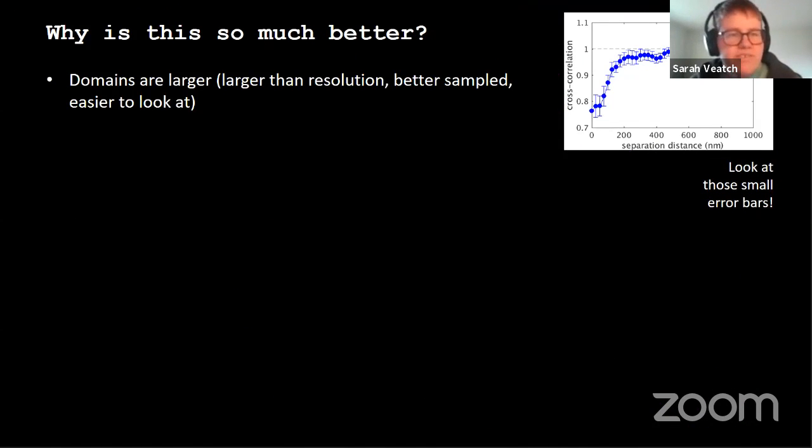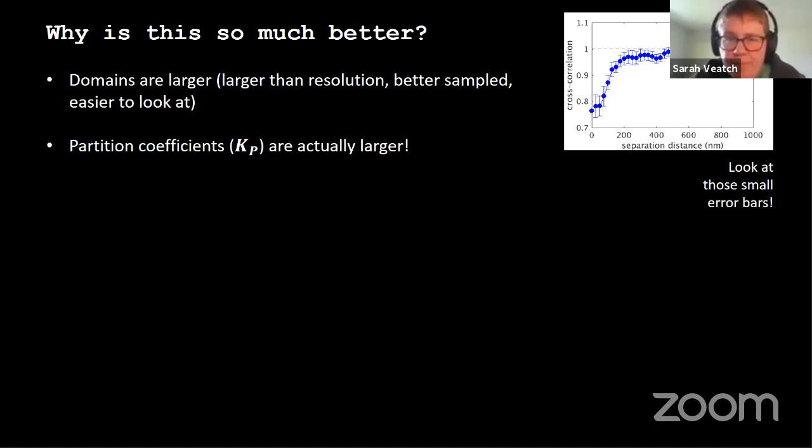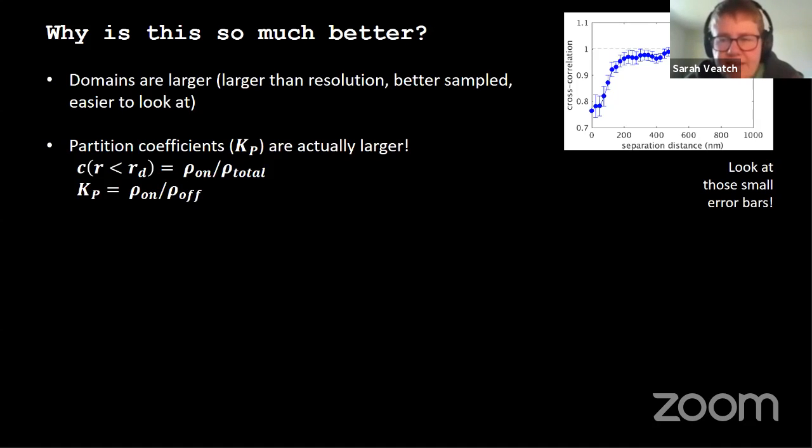Okay, so why is this so much easier to see? The domains themselves are larger, and this helps us in lots of ways. They're bigger than our resolution limit, which helps with the intensities. They're better spatially sampled. There's more stuff in them, basically, and that also just helps with our eyes. They're easier to look at. But we also find that the partition coefficient is actually higher. And even more than the cross correlation functions being a little higher, the partition coefficient, which is the thing your eye is most attuned to, is a different number than the cross correlation function is measuring.